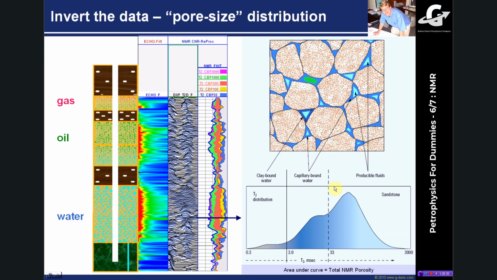So this is what we like to see. Nice big pore spaces, plenty of space for hydrocarbons and free fluids to hang around in and be produced through. So that's a nice understanding of the pore size.